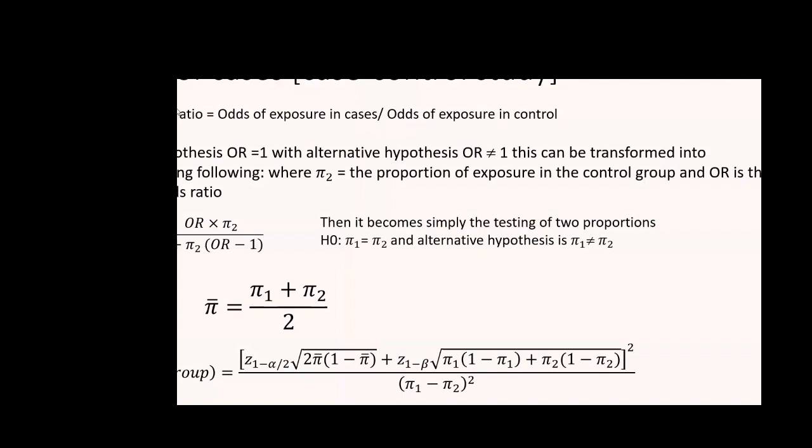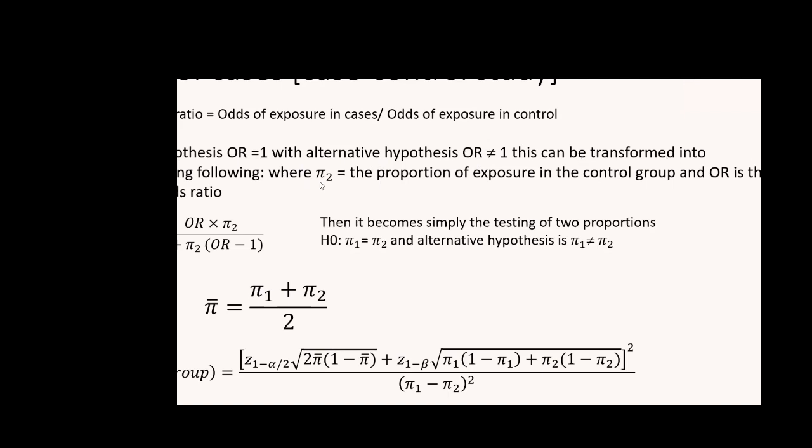So this is the odds ratio, and we test the hypothesis of odds ratio is equal to 1, with alternative hypothesis, odds ratio is not equal to 1. That means it may be greater or it may be lesser. For two-sided and one-sided, it may be greater only or it may be lesser only.